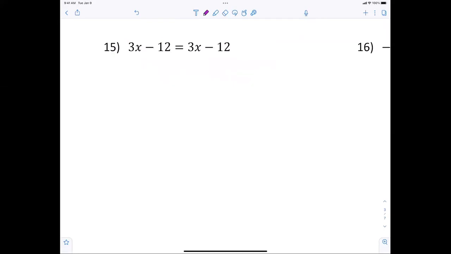I don't know what this is called. Okay, what do I do though? No, here's what I want you to do. Everybody should be able to look at this and say, this one's weird. It's called an identity. All right, it's called an identity.